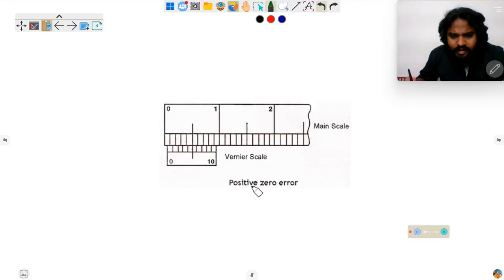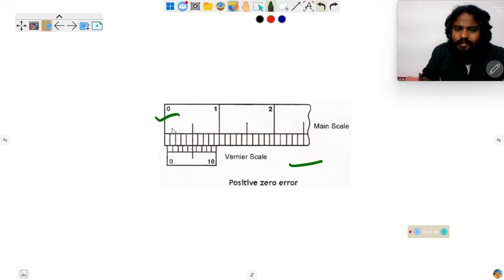So here, positive zero error, right? The zero of the vernier scale is backward to the zero, meaning on the right side of the main scale zero. This is nothing but positive zero error. Coming to the reading, for positive error the same formula applies: main scale reading plus least count into coinciding division, right?